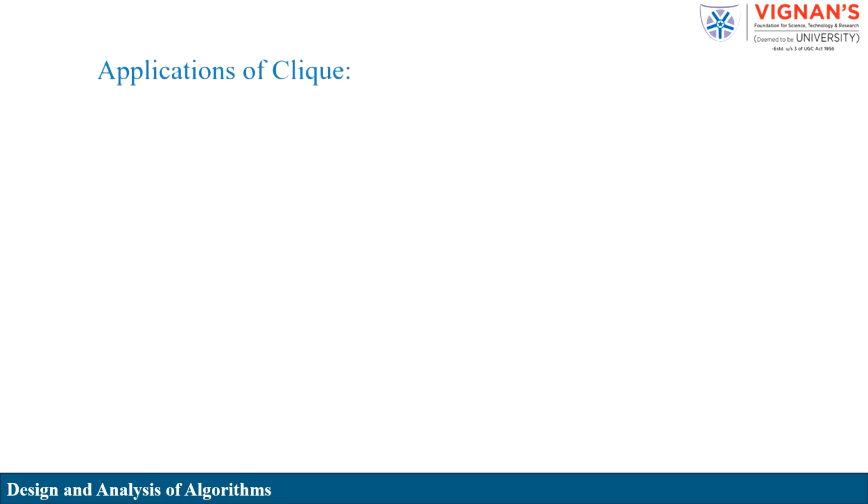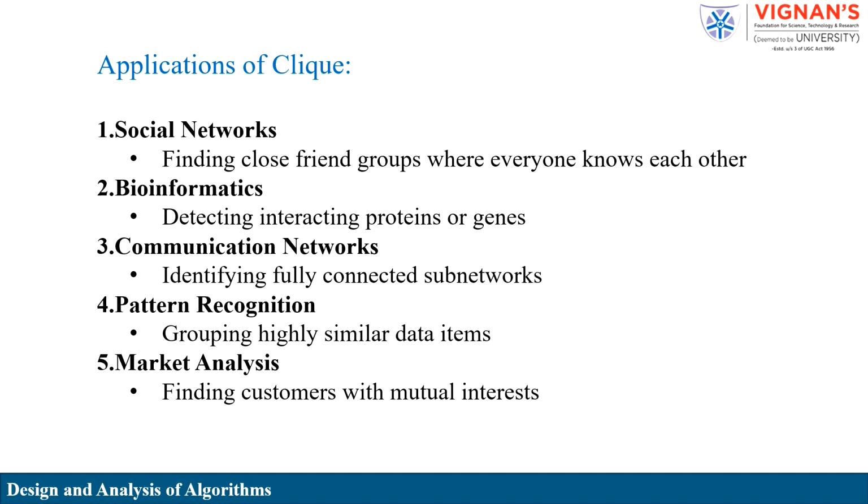Now let us look at the applications of the clique problem. First, in social networks. Cliques are used to find close friend groups where everyone knows each other. Second, in bioinformatics. Clique detection helps in identifying interacting proteins or genes. Third, in communication networks. Cliques are used to identify fully connected subnetworks.